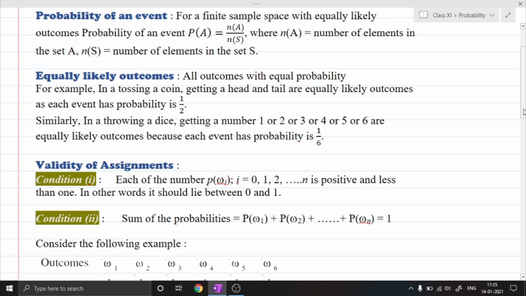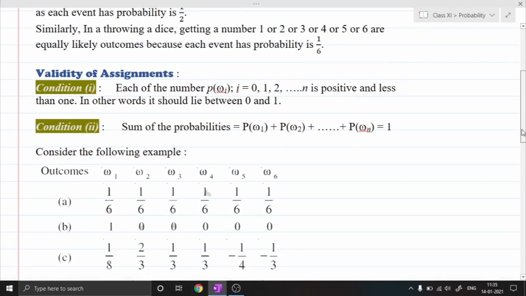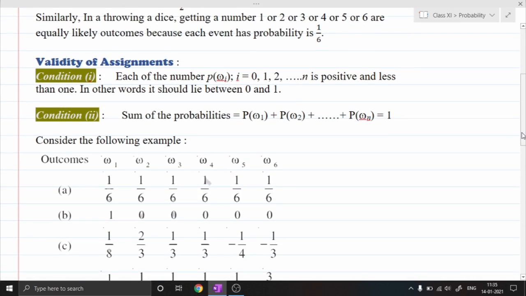Now the third definition is called validity of assignment. Validity of assignment means what actually? There are two conditions given. The assignment means whatever outcomes are coming, or whatever probability is coming under the particular event, whether that is valid or not, we are going to check with the help of these two conditions. Condition number 1: each of the numbers P omega i. Actually, it is not W, it is omega. Omega is taken as a symbol for showing the outcome over here.